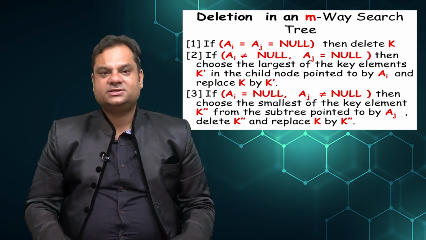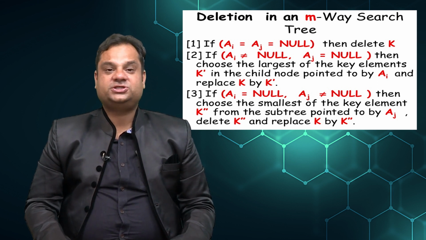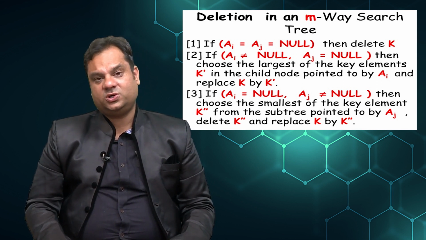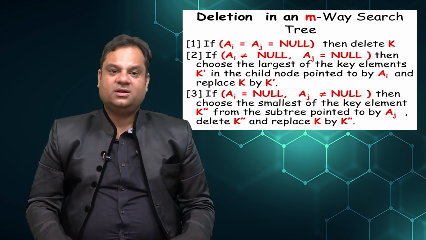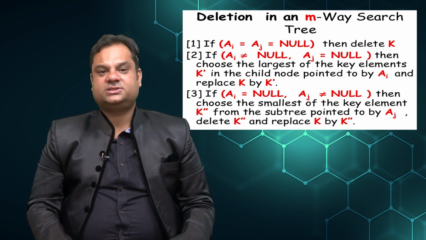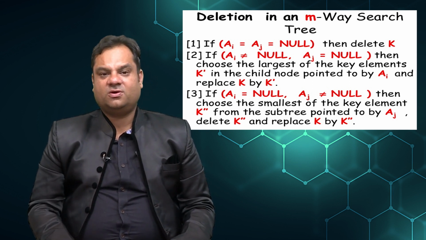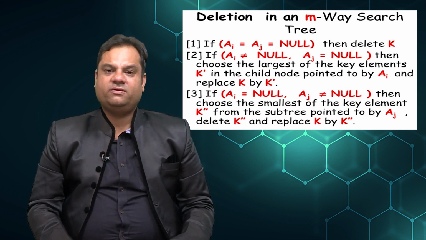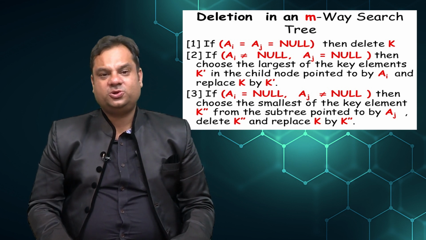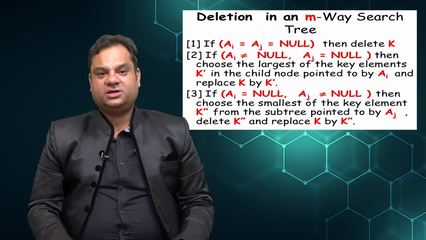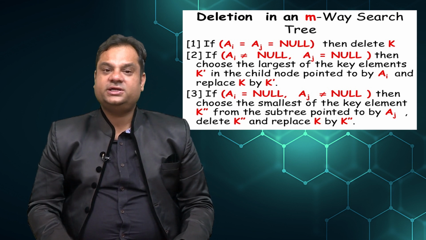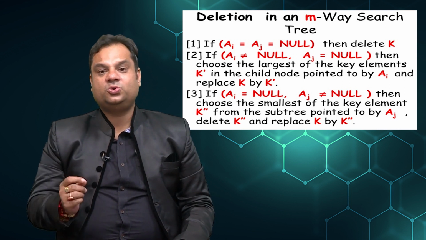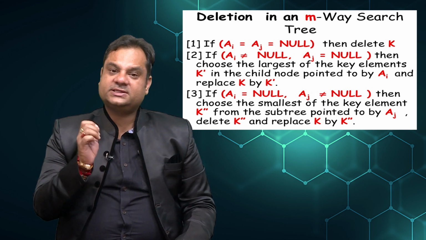Now the second case is when you delete a key which has ai not equal to null and aj equal to null. It means the right successor child is null. There is no child on the right-hand side, but some children are available in the form of the left successor of that key. When you delete that key, it should be replaced by a child: you choose the largest key element k dash in the child node pointed to by ai, and replace k by k dash.